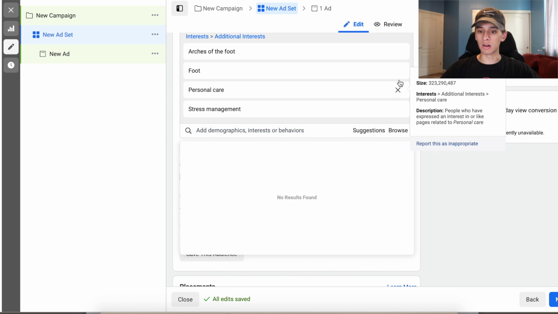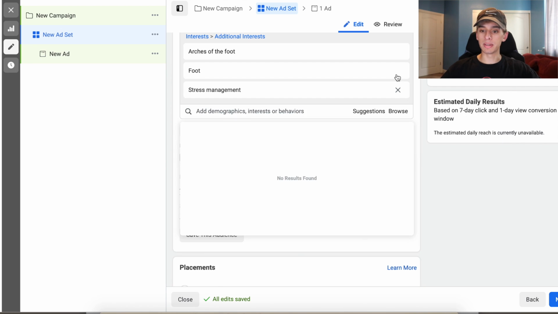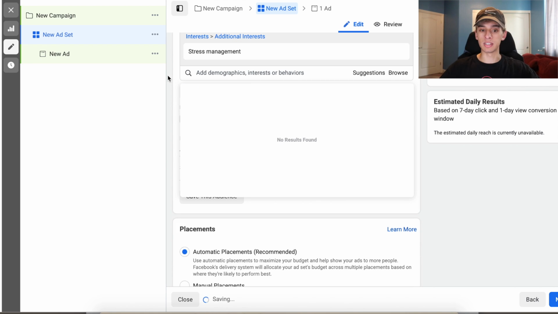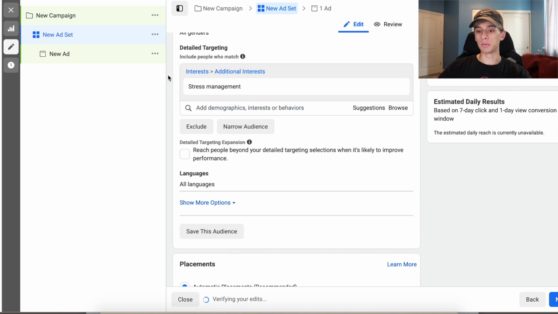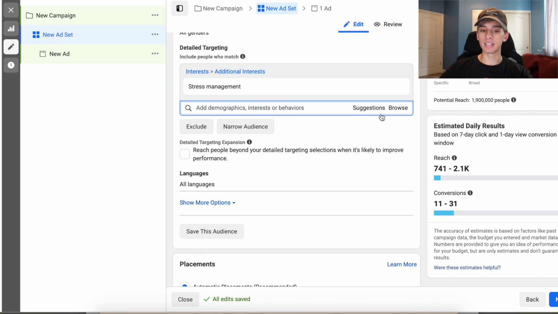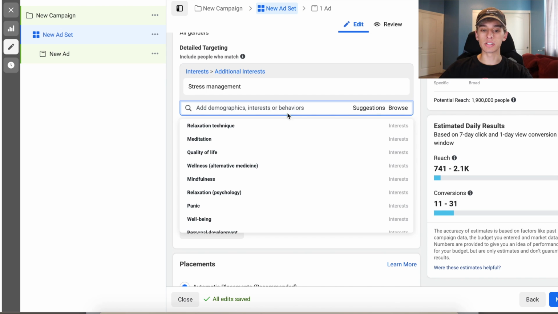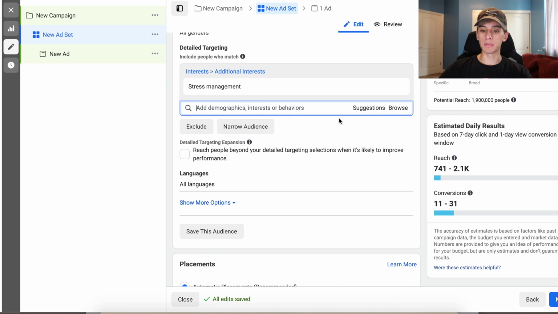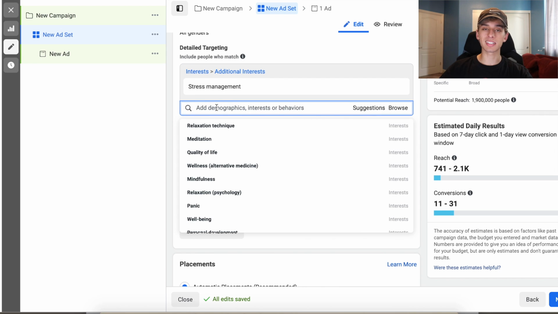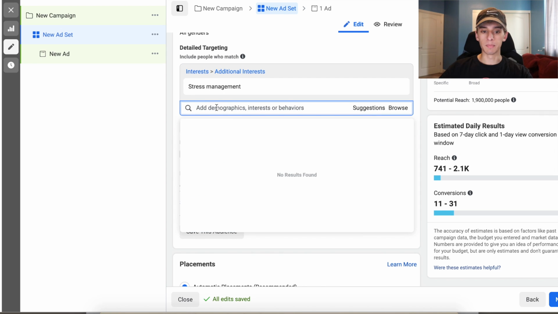What I'm going to do is delete all of these and see how big the audience size is, because if it's not really that big, I don't want to run the interest because it won't be scalable. The potential reach is 1.9 million. That's a little small, but you still can run that interest. It's just probably not going to be something you can scale super long term, which is completely fine. You just need data. Profitable data though.